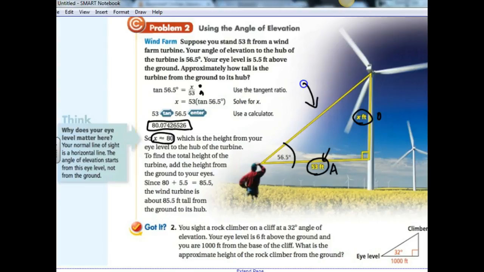Now, the problem is that he's already 5.5 feet. So from here on down to here is 5.5 feet. So you're going to have to add the 80 and the 5.5 together to get the total height of the turbine, which happens to be 85.5.